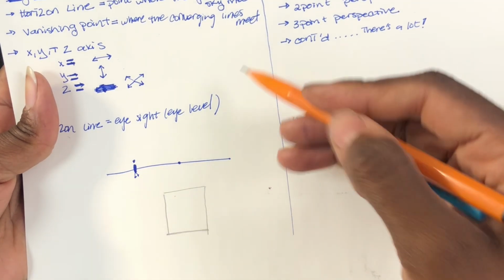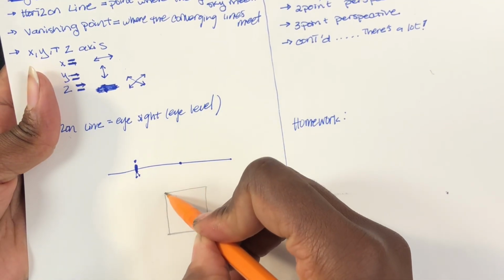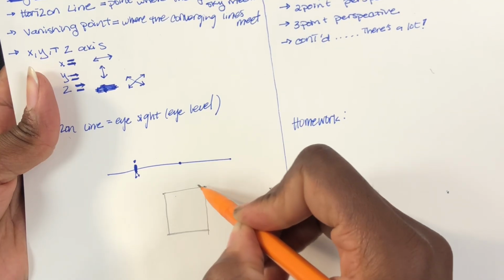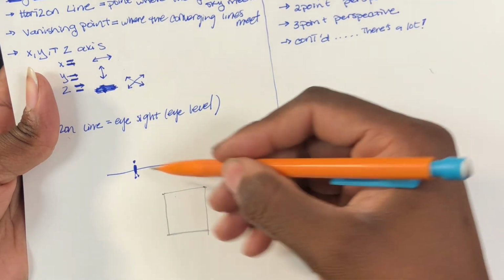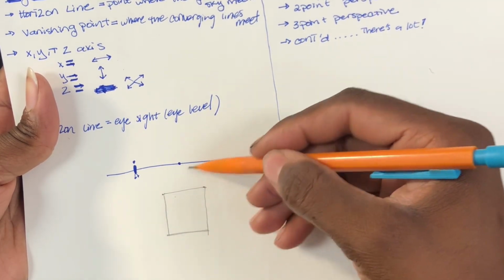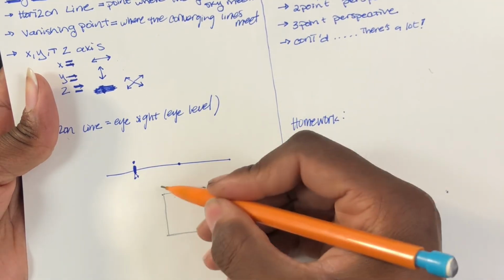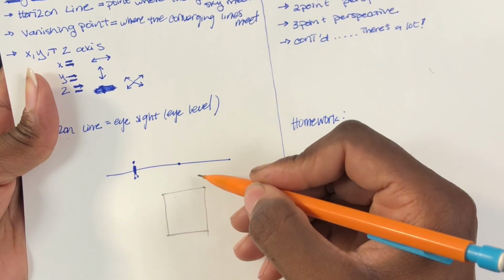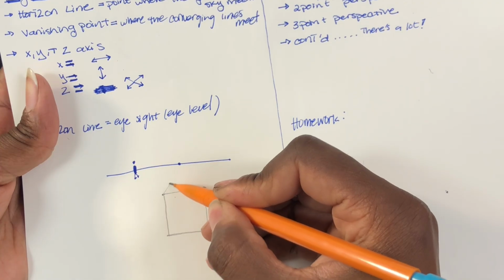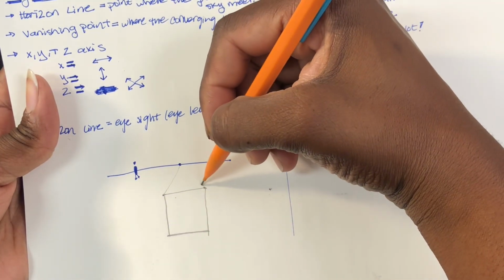So there we go, got our square. Now what I want you to do, grab your edges right here, these two, because it's below the horizon line, we actually need to see the top of this area. So in order to see the top of our cube that we're trying to make, we need to take these edges and bring them back to our vanishing point.